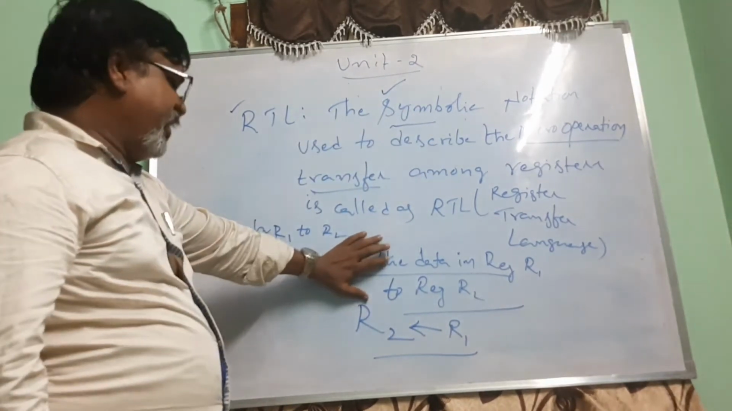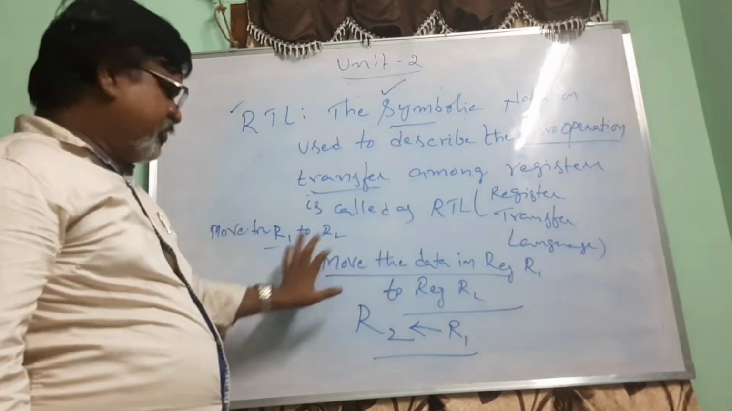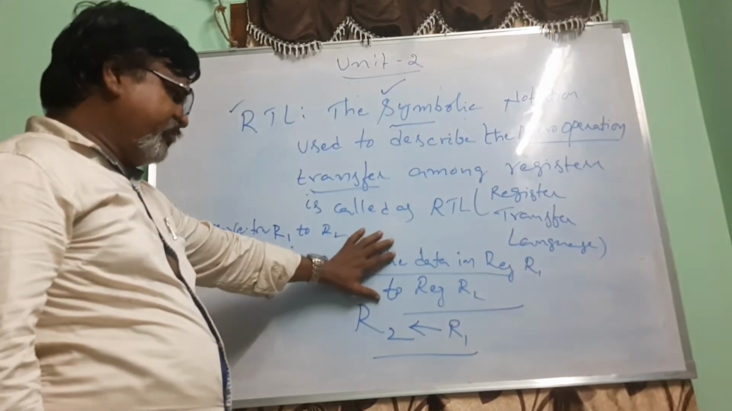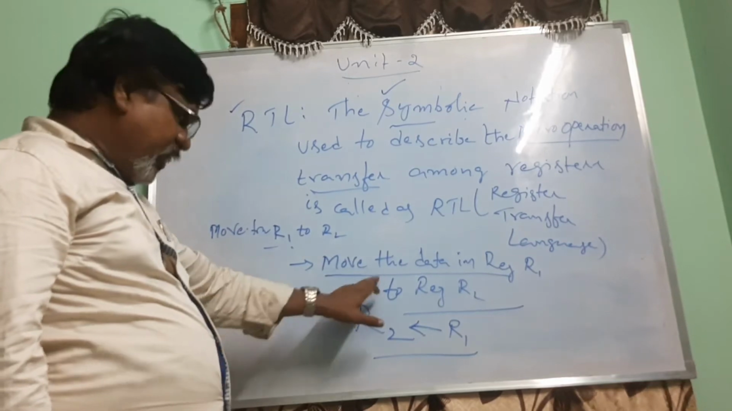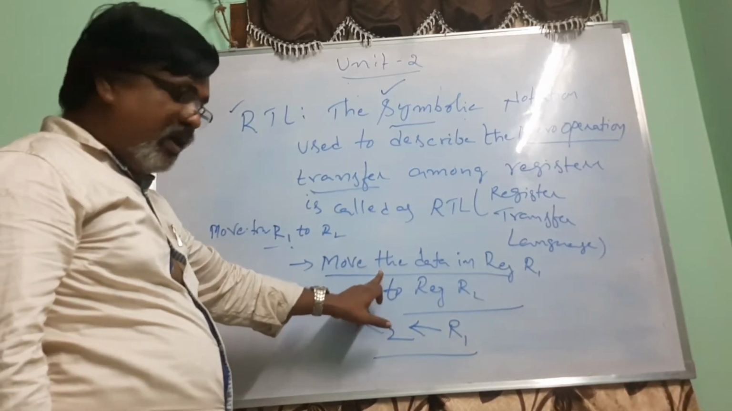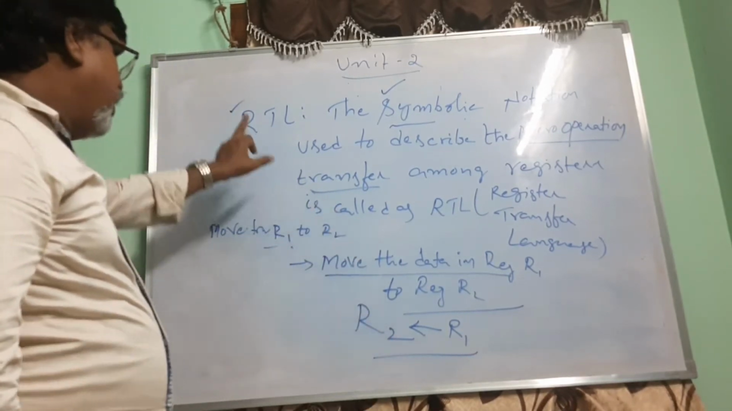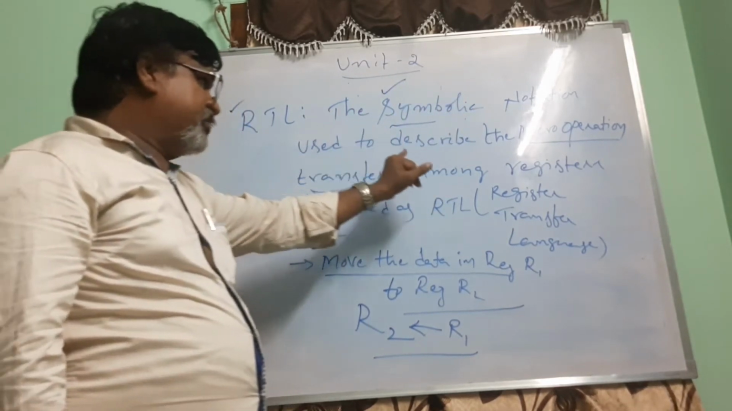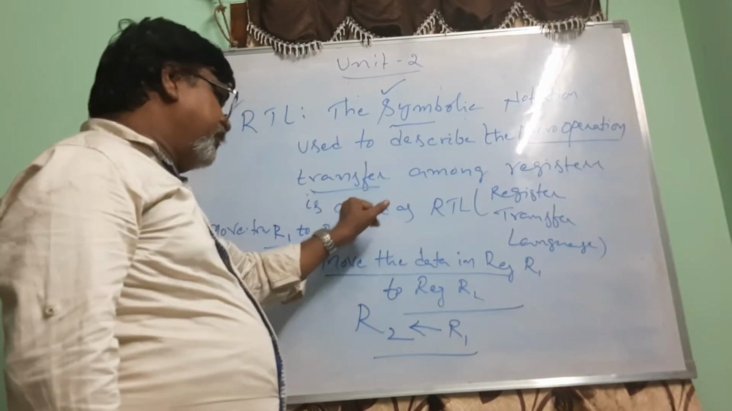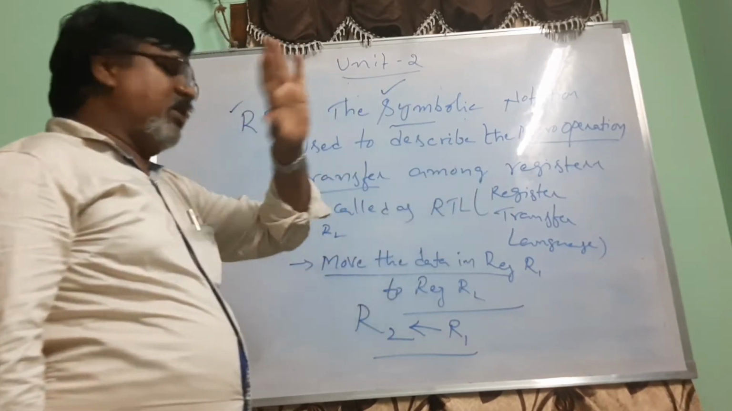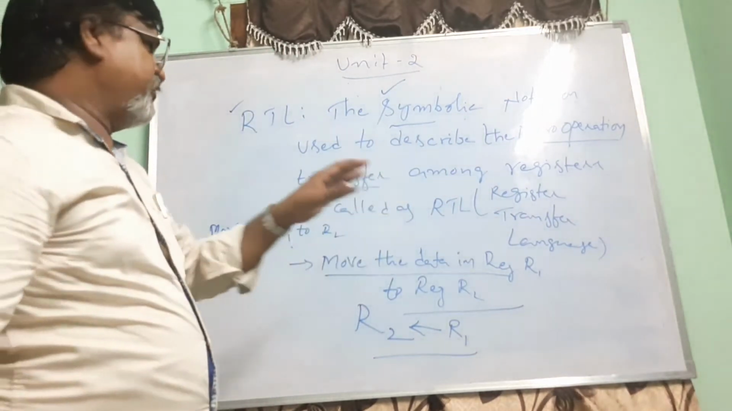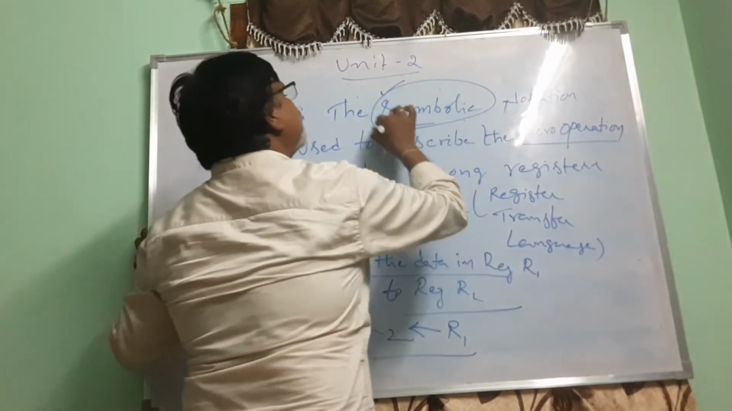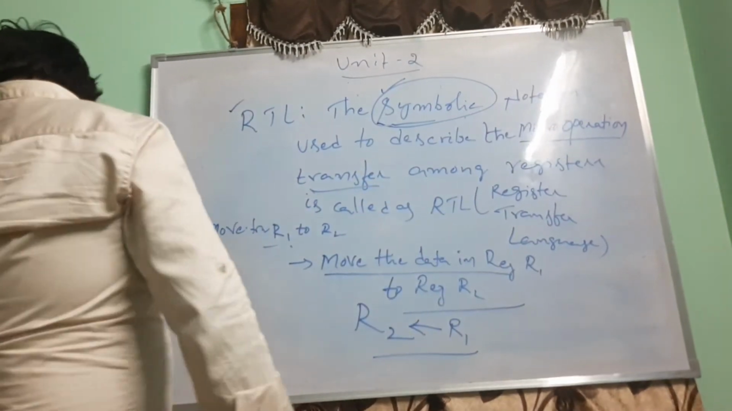The sentence form of representing the same concept is not symbolic. Remember, this is the symbolic notation. So RTL is the symbolic notation used to describe the micro operation transfer among registers. Yes, that is why I am stressing the word symbolic.